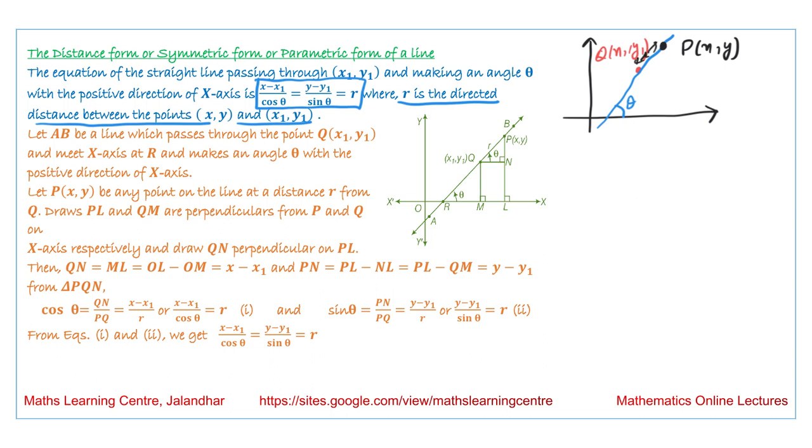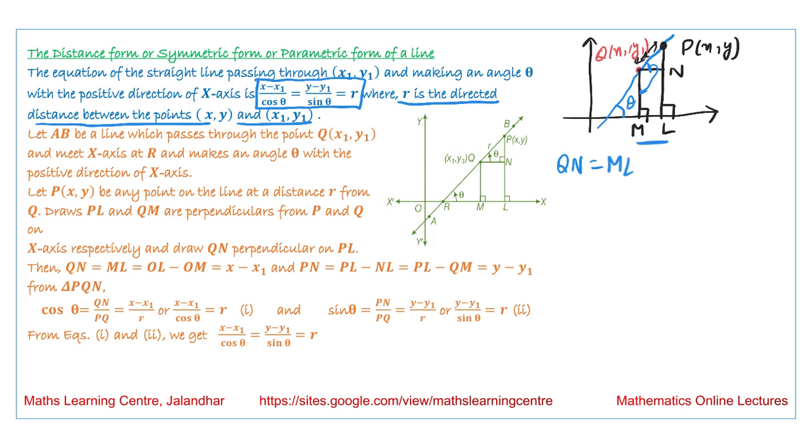To prove this result, we draw a perpendicular from P. This is PL. We draw a perpendicular from Q. This is QM. And we draw a perpendicular from Q on PL, and we name this point N. The angle at this point Q is equal to theta.